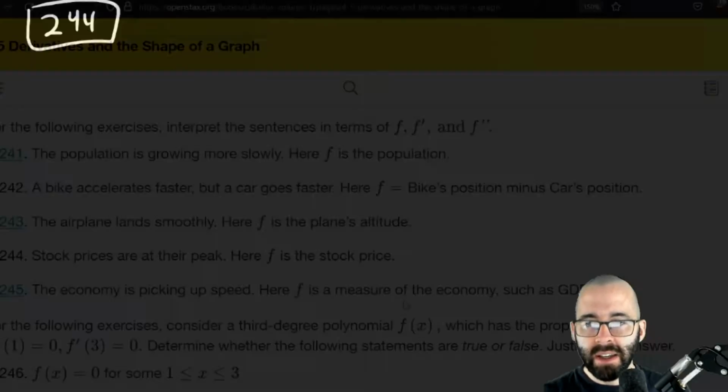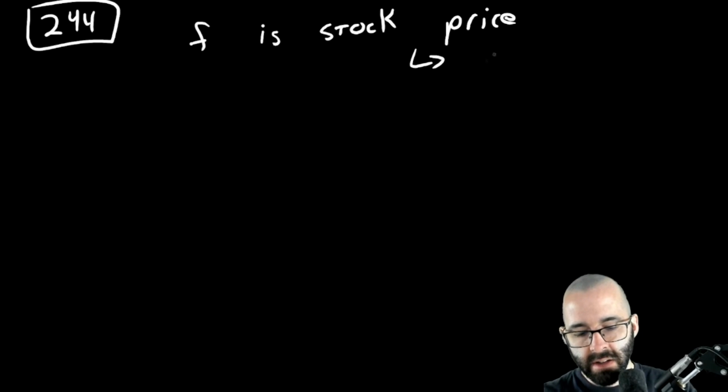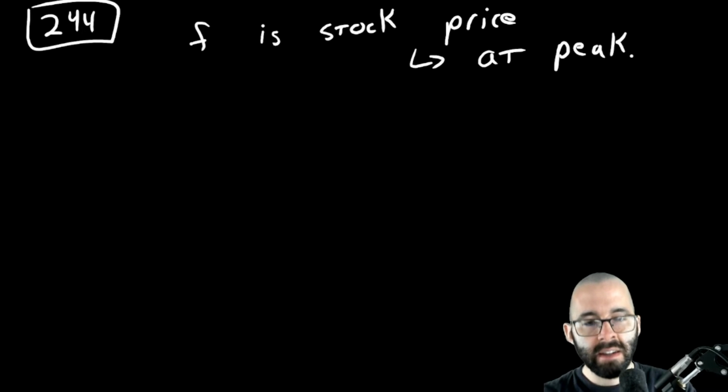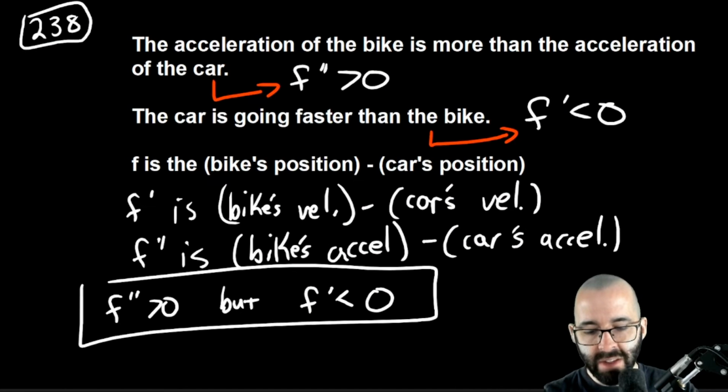Stock prices are at their peak. So F is stock price, and they're at their peak. So what does this say about F, F prime, and F double prime? Actually, there might be a little bit more. What can we say about F? We made comments about F double prime and F prime. I don't think we can say anything about F though. Yeah, we don't. In this last one we couldn't say anything about F, but in this new one we can say something about all of them.